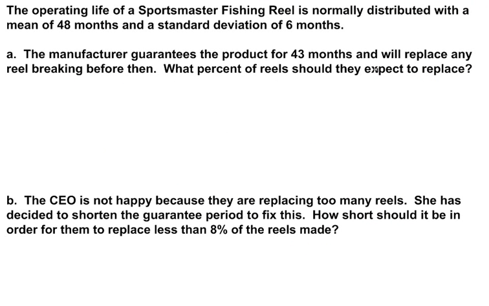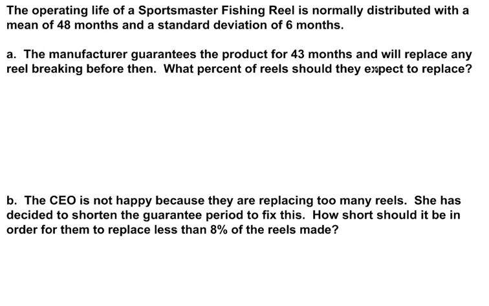The operating life of a Sportsmaster fishing reel. So there's this company, Sportsmaster fishing reel, that makes obviously fishing reels, okay? Their operating life is normally distributed with a mean of 48 months and a standard deviation of 6 months. So this fishing reel lasts 48 months on average and has a standard deviation of 6 months. The manufacturer is guaranteeing this product for 43 months, and they will replace any reel that breaks before then.